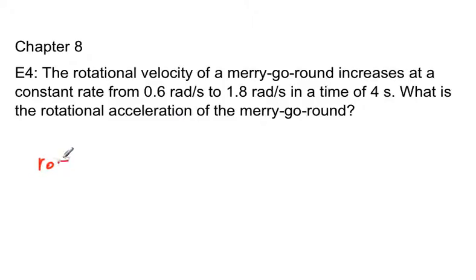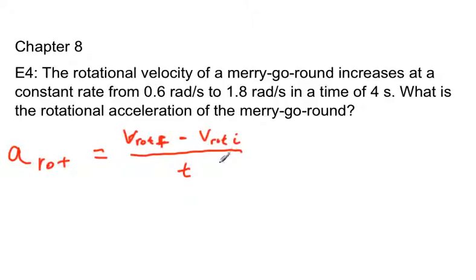So the rotational acceleration is equal to the rotational velocity final minus the rotational velocity initial, divided by the time that it takes to change that velocity. Similar to acceleration equals Vf minus Vi divided by t. Okay, we're just dealing with something going in a circle now.